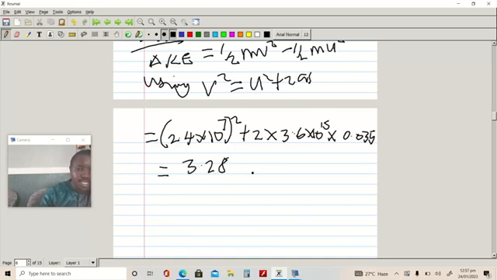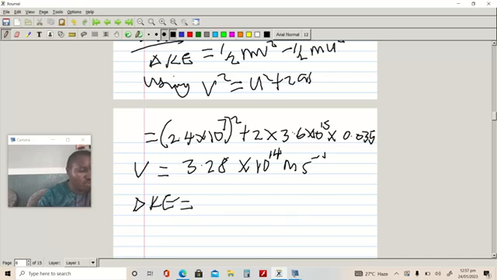So if you do this, you will have 3.28 times 10 raised to the power 14. So please try and do it yourself. That's meter per second. That's your v now. So if you have gotten v, the change in kinetic energy will be equal to the final kinetic energy minus the initial kinetic energy.